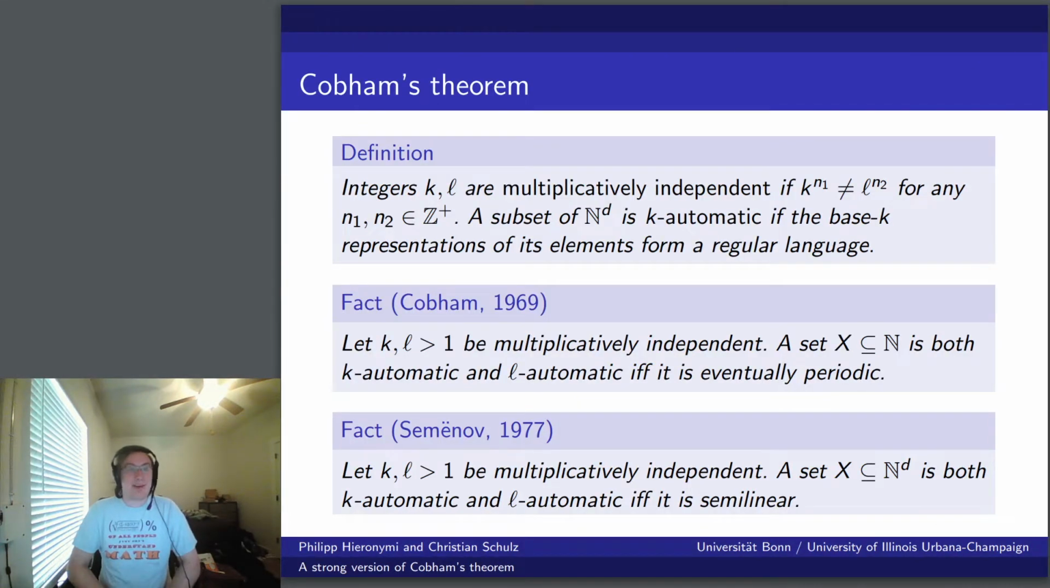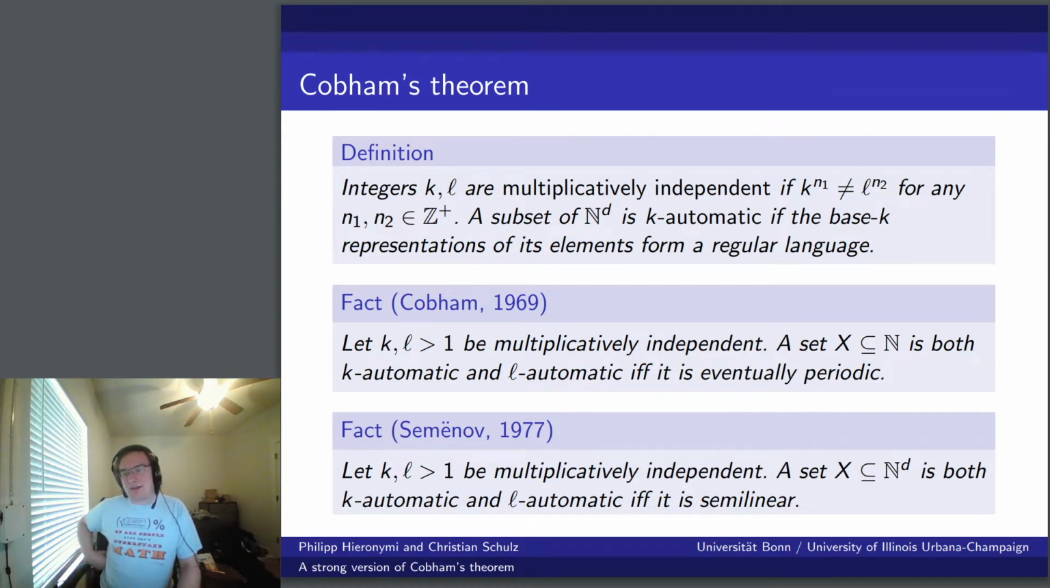So, if we're going to talk about a strong version of Cobham's theorem, we should talk about the original Cobham's theorem. A couple of introductory definitions. Two integers k and l are multiplicatively independent if they don't have any powers in common. So this would exclude 4 and 8 because they both have 64 as a power. The other definition I'm going to say is that a subset of N to the d, any power of the natural numbers, is k-automatic if the base k representations of its elements form a regular language.